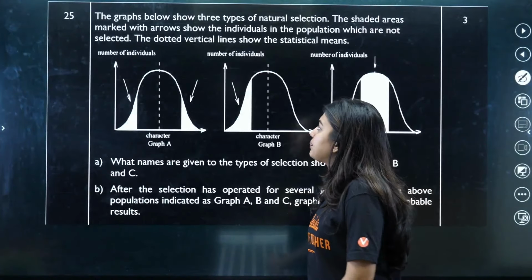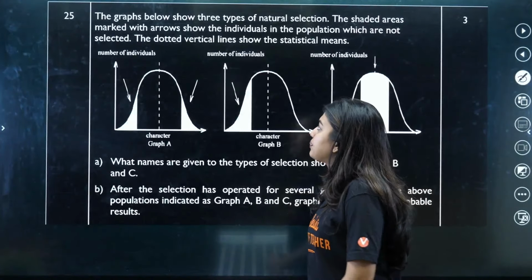Now, the graph below shows three types of natural selection. The shaded areas marked with arrows show the individuals in the population which are not selected. The dotted vertical lines show the statistical means. Now, what names are given to the types of selection shown in A, B, and C? After selection has operated for several generations in the above population, graphs A, B, and C illustrate the probable result. Students, we can take this as a pond.